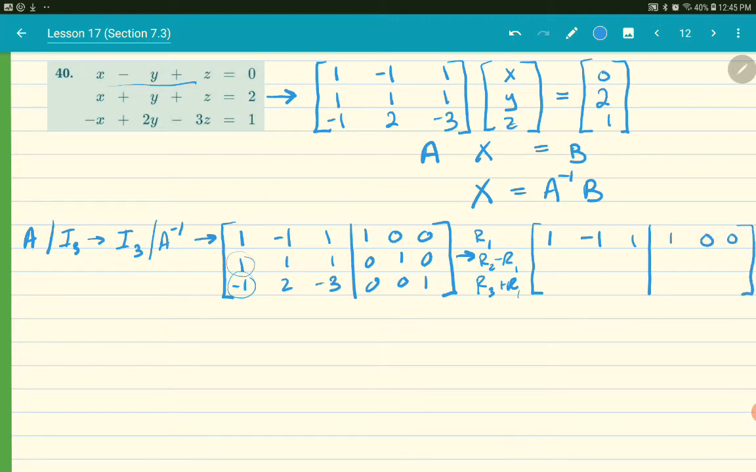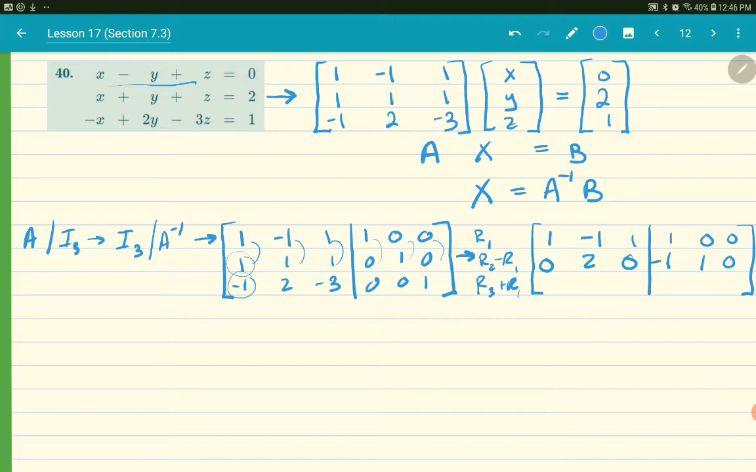And then row 2, subtract row 1. So 1 minus 1 gives me 0. 1 minus negative 1 gives me 2. 1 minus 1 gives me 0. 0 minus 1 gives me negative 1. 1 minus 0 gives me 1. And 0 minus 0 gives me 0.